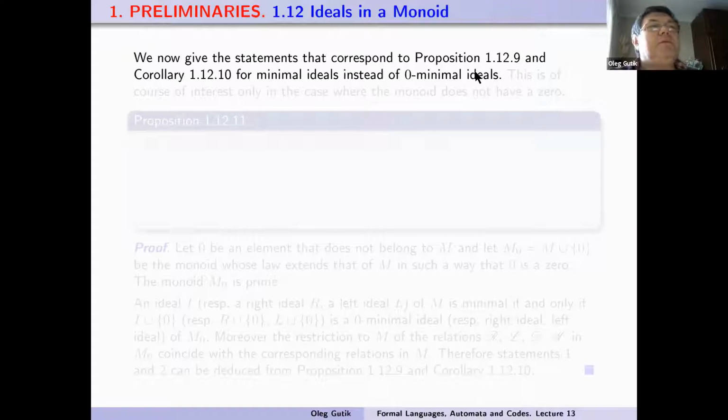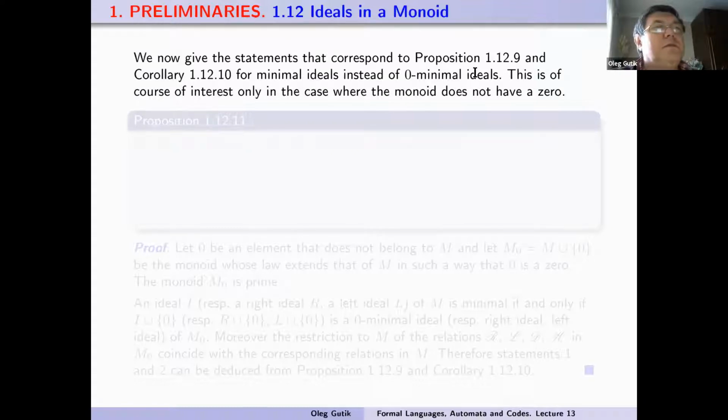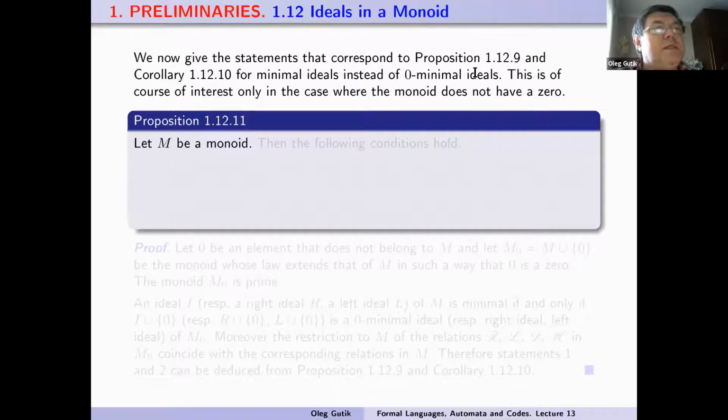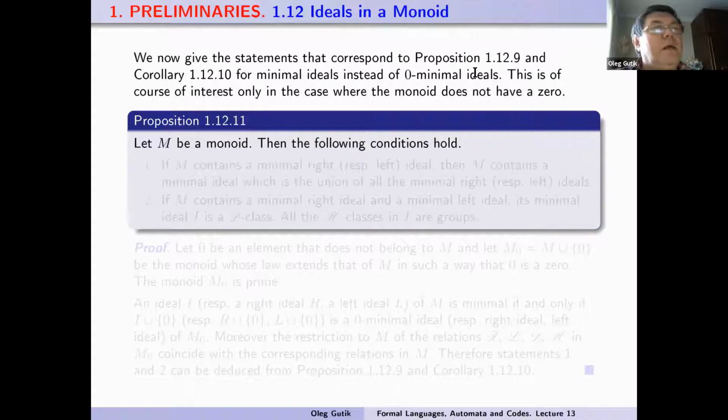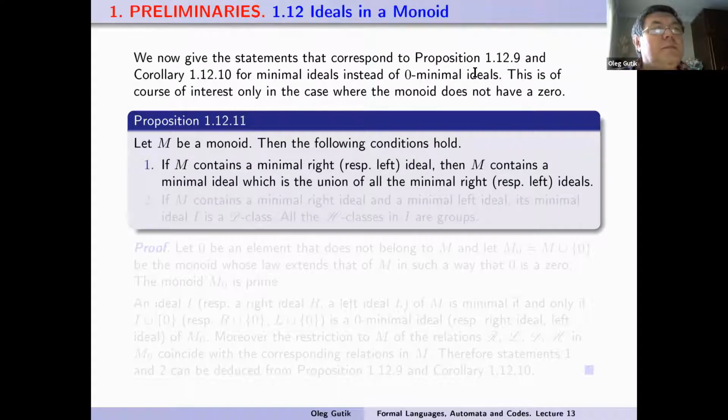Now we give the statement that corresponds to proposition 1.12.9 and corollary 1.12.10 for minimal ideals instead of 0-minimal ideals. This is of course of interest only in the case when the monoid does not contain a 0. Proposition: let M be a monoid, then the following conditions hold. If the monoid M contains a minimal right, respectively left, ideal, then M contains a minimal ideal which is the union of all the minimal right, respectively left, ideals.